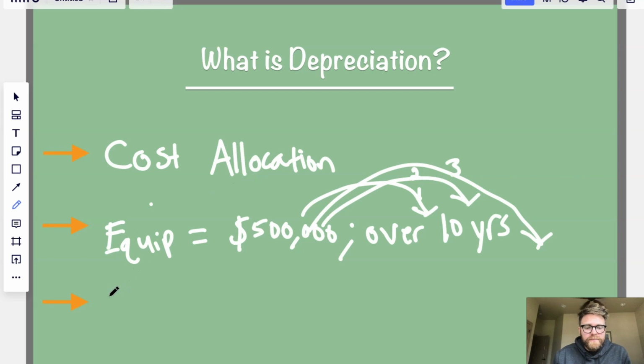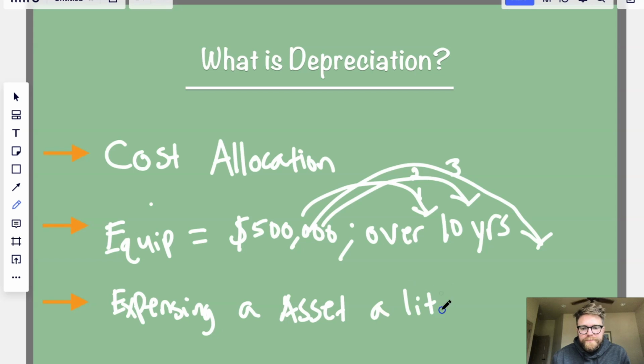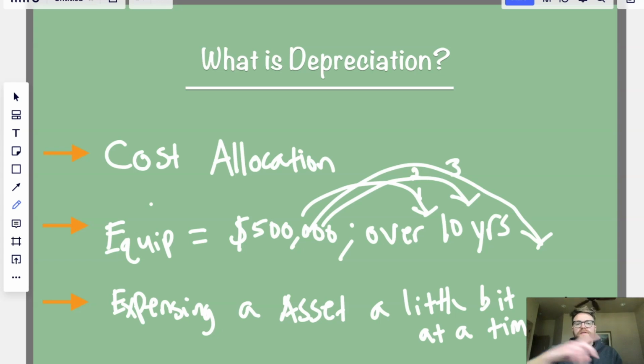So that's what it is. It's basically expensing an asset a little bit at a time. So that's basically it. You're expensing that asset a little bit over time. As opposed to expensing it all up front, you just expense it over each year or over each month. That's what depreciation is. It's cost allocation. It's less about a decline in value, but more about allocating that cost or spreading that cost over time. So that's what depreciation is in a nutshell.